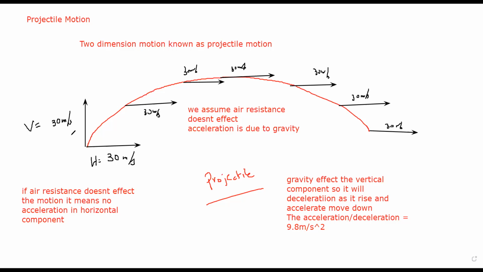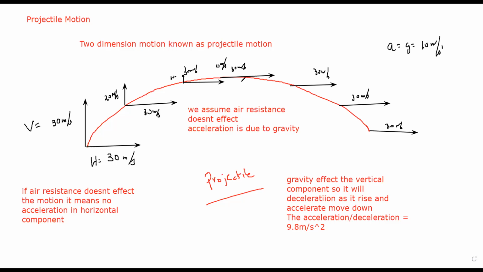Horizontal remains the same. Vertical velocity, what happened? As it goes up, it will decelerate, meaning the speed will decrease. When you solve a question, you will take 9.8, but for explanation I'm taking 10. So after 1 second, the vertical velocity will be 20. After 2 seconds, the vertical velocity will be 10. And after 3 seconds, there will be no vertical velocity. So at the maximum height, the vertical velocity will be 0.